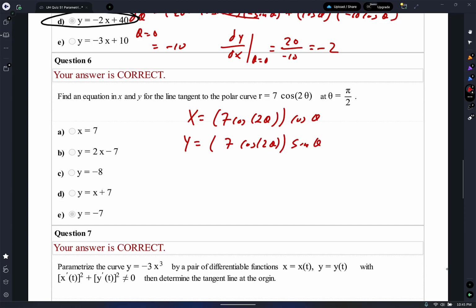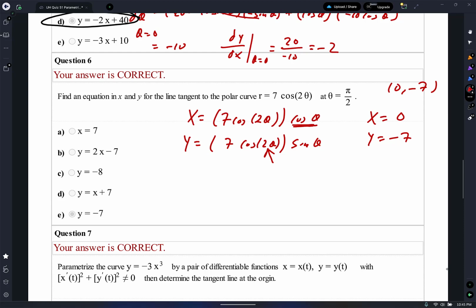If you plug in the pi over 2, cosine of pi over 2 is 0. So 0. Because 0 times anything is 0, right? All right, so now let's do the y value one. Sine of pi over 2 is 1. So plug in a pi over 2 into this guy. So the 2's cancel out. So you just get cosine of pi, which is negative 1. Negative 1 times 7 is negative 7. So my coordinate is 0, negative 7.